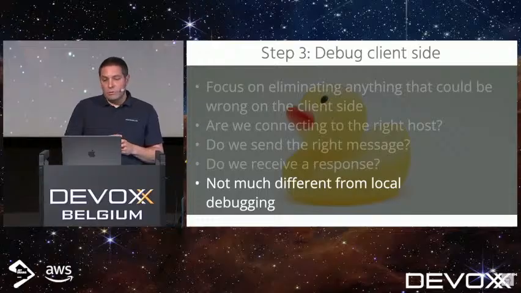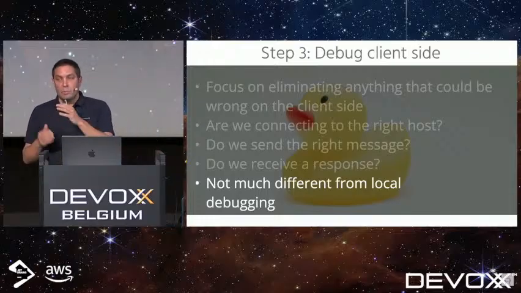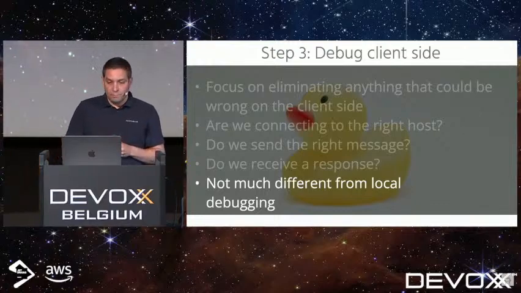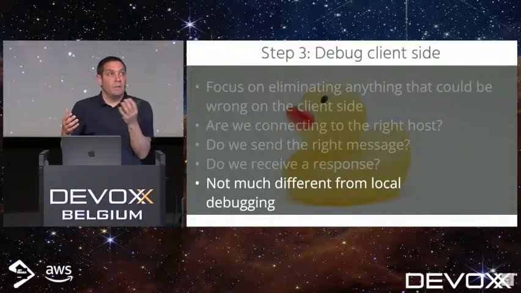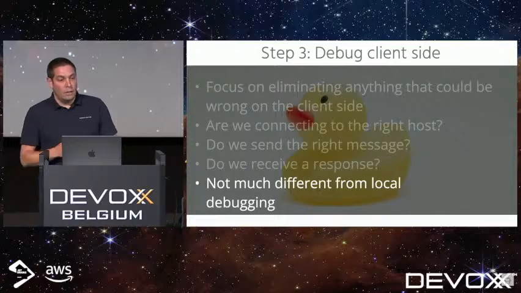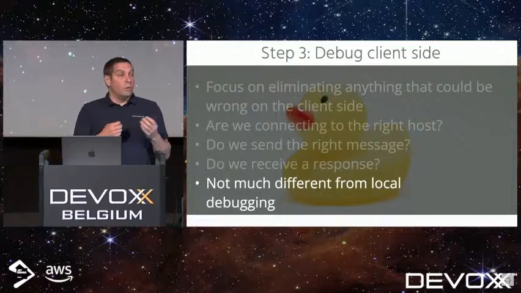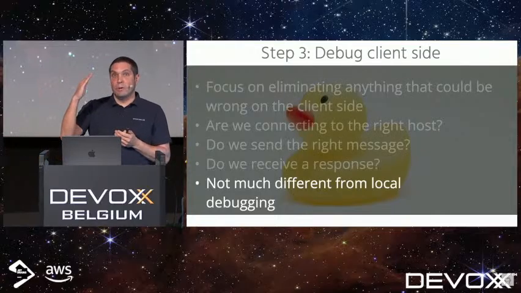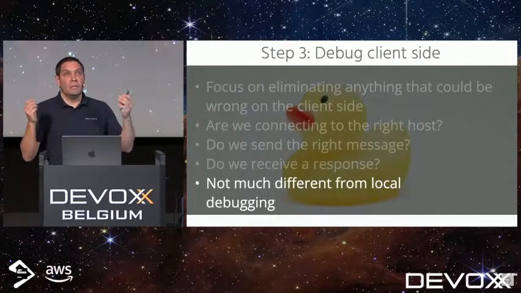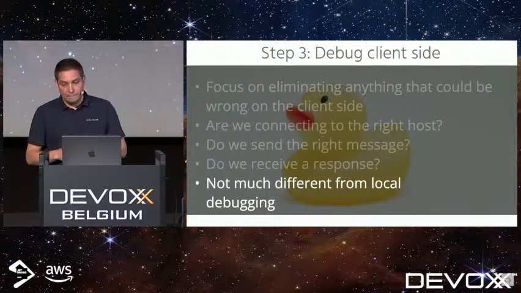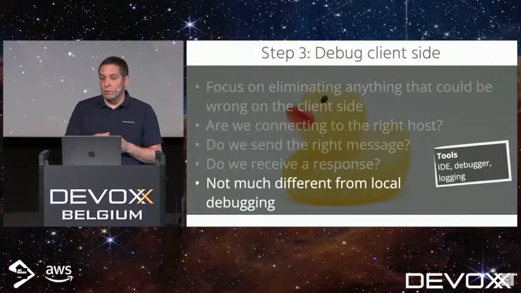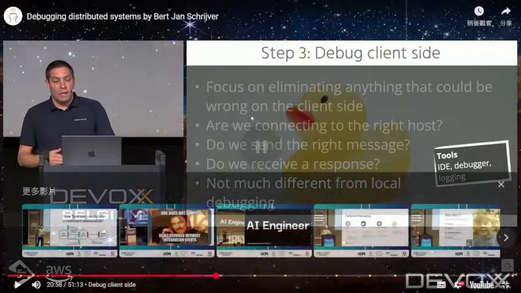So try to get as close as possible to the network boundary to figure out what's going wrong, because there may be the message may be corrupted somewhere in your client already. And is the issue already present when you receive the response from the other end? Or do you somehow corrupt the response when you're getting it back because, I don't know, your JSON deserialization is broken? So tools you use here are your IDE, a debugger in your local client.